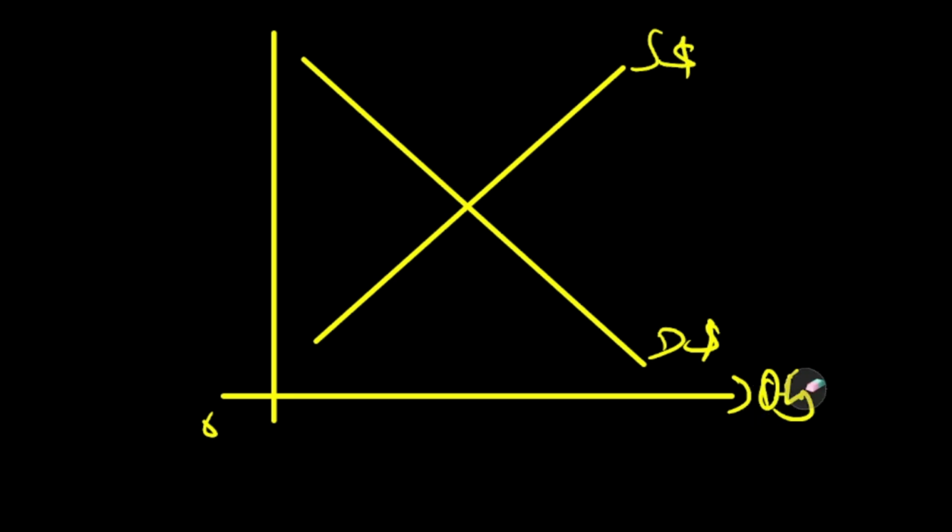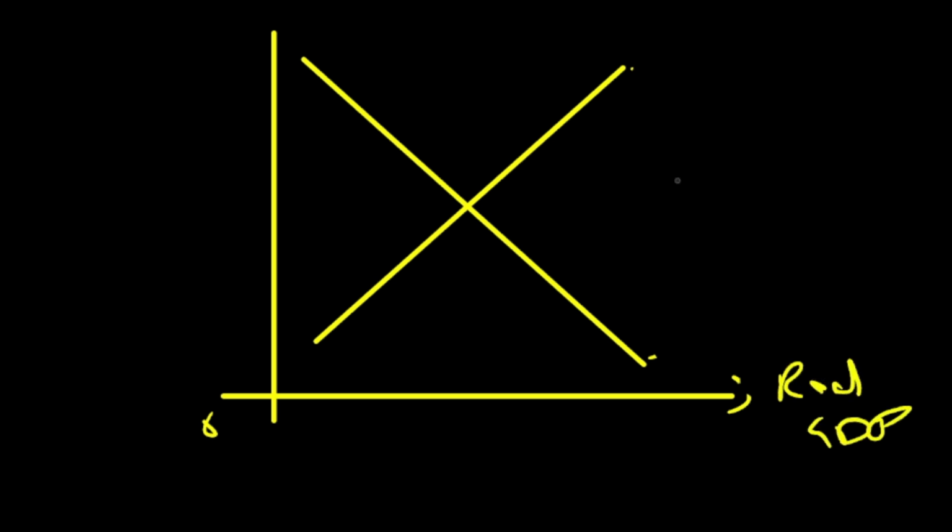No, sorry, this is real GDP. I'm going to make aggregate demand and aggregate supply curves. Sorry, I made a graph of exchange rate. So this is real GDP, and this is aggregate demand, this is aggregate supply. On the y-axis we have price level. When we make aggregate demand, aggregate supply curves, we write price level instead of just price.